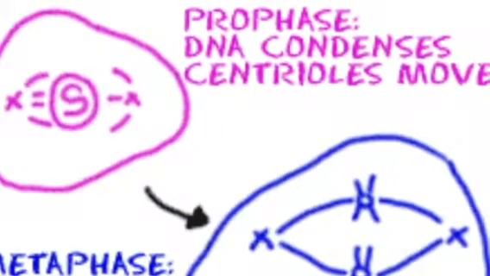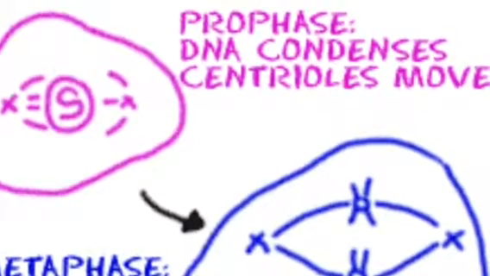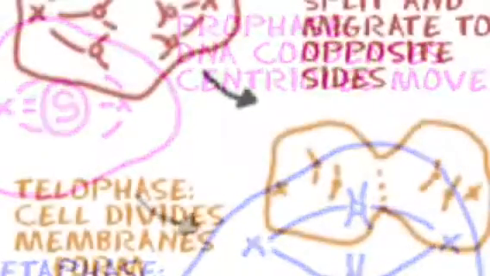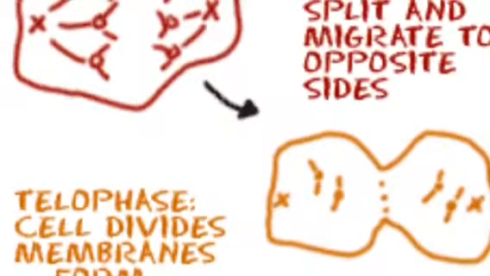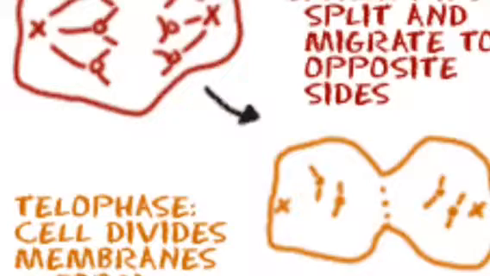In the metaphase, all the pieces are aligning themselves for the big split. The DNA lines up along a central axis, and the centrioles send out specialized tubules that connect to the DNA. In the anaphase, the separation begins. Half of the chromosomes are pulled to one side of the cell, half go the other way.